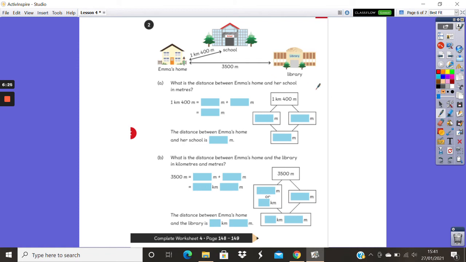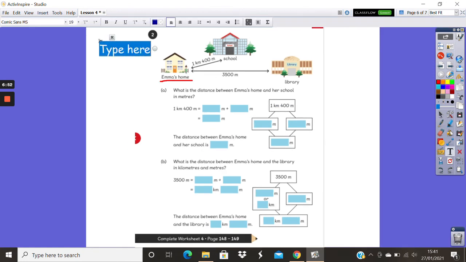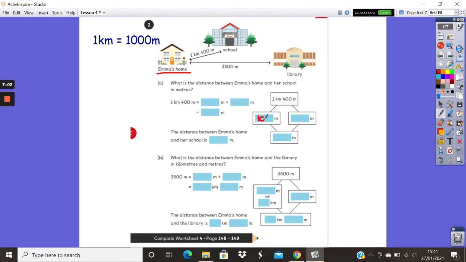Okay, so in your workbook you will have a page that looks a little bit like this. So what is the distance between Emma's home and her school in metres? So you've got Emma's home here and her school is here. So you need to find the distance between that, and it is written in 1 kilometre 400 metres. Okay, so we're going to break that up. So 1 kilometre 400 metres, we know that in 1 kilometre there are 1,000 metres. Okay, so we've got 1,000 metres and 400 metres. And then you're going to add those two together, which would give us 1,400 metres.